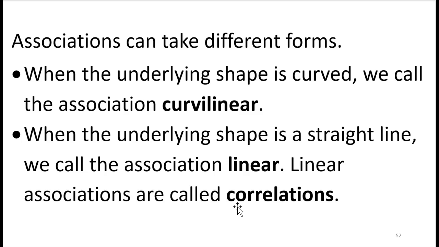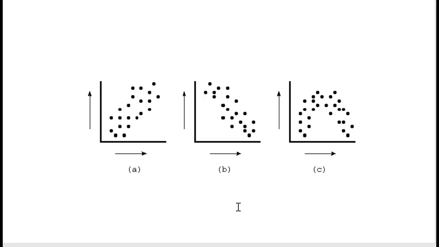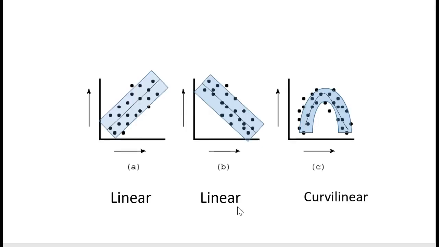Associations can take different forms. When the underlying shape is curved, we call the association curvilinear. When the underlying shape is a straight line, we call the association linear. Linear associations are also called correlations. Looking at the plot of the Lego data, we can see the underlying pattern is a line. Therefore, the association is linear. Looking at this plot, notice that the first two are linear, and the third is curvilinear.